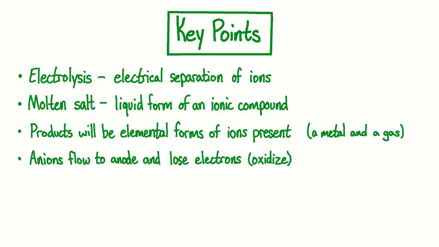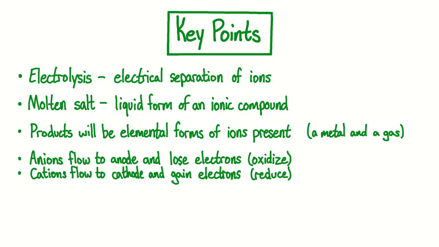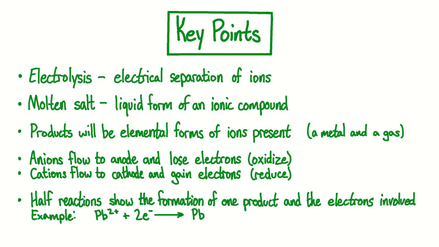When the circuit is turned on, the negative anions will flow to the electrode, known as the anode, where they will give up their electrons. When an atom or ion loses electrons, we call this oxidation. Conversely, the positively charged cations will flow to the cathode, where they gain electrons. The process of gaining electrons is known as a reduction.